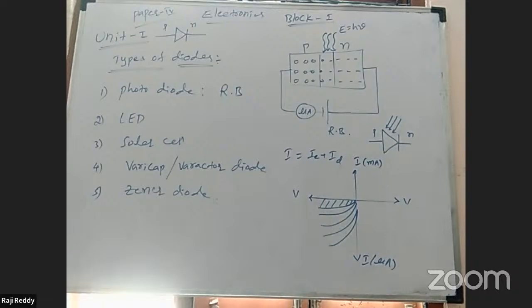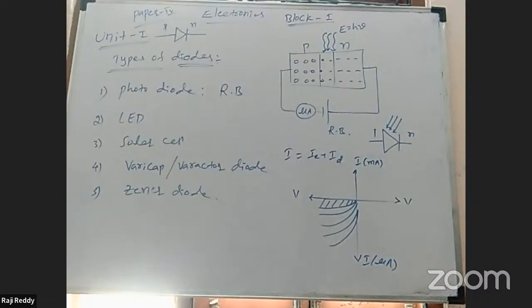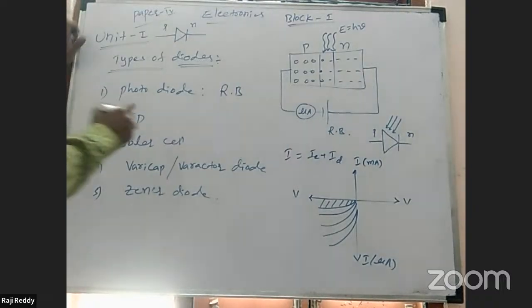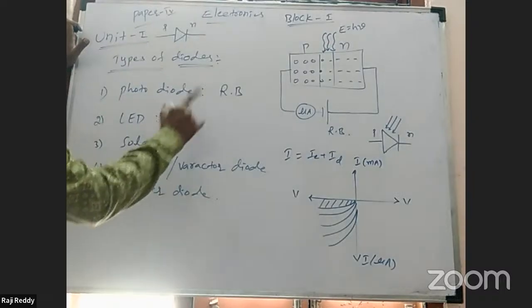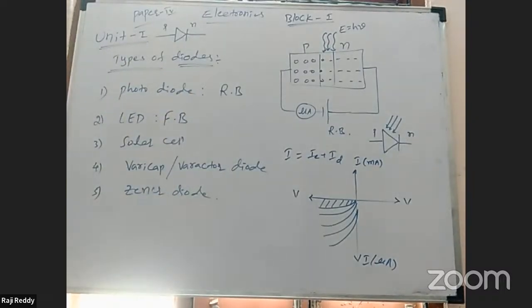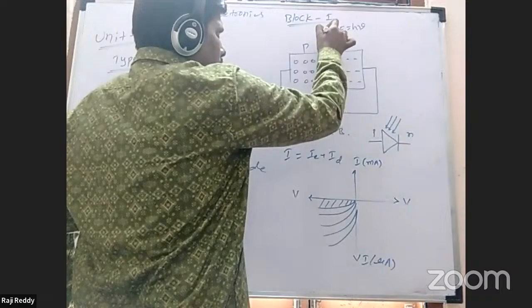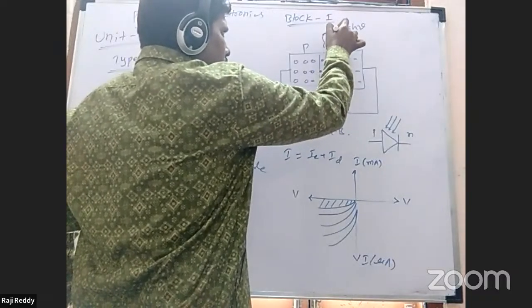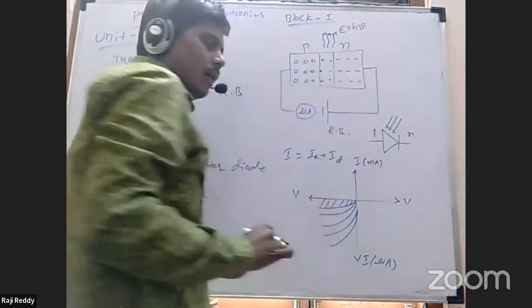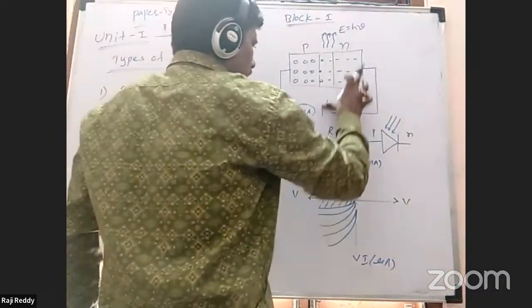Okay, next, at the same time, you can learn another one, the LED, light emitting diode. It is also a special type of PN junction diode application, but it works in forward bias. The photodiode works in reverse bias, but the LED works in forward bias. Same story: in the photodiode light is incident, in the LED light is emitted. That emitted light is extracted out. The best example is the LED bulb.